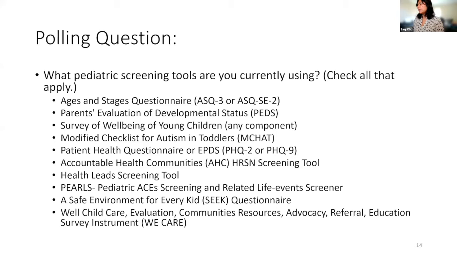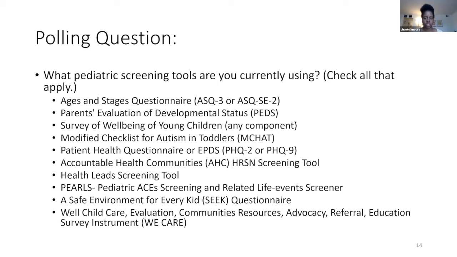and share the results. Okay, so we had 25% of participants say that they used the Ages and Stages Questionnaire. 25% of our participants said that they used the Parents' Evaluation of Developmental Status. We had 0% for the Survey of Well-Being of Young Children and 0% for the Modified Checklist of Autism in Toddlers. We had 75% that answered that they used the Patient Health Questionnaire or EPDS. 25% used the Accountable Health Communities tool. 25% used the Health Leads screening tool.